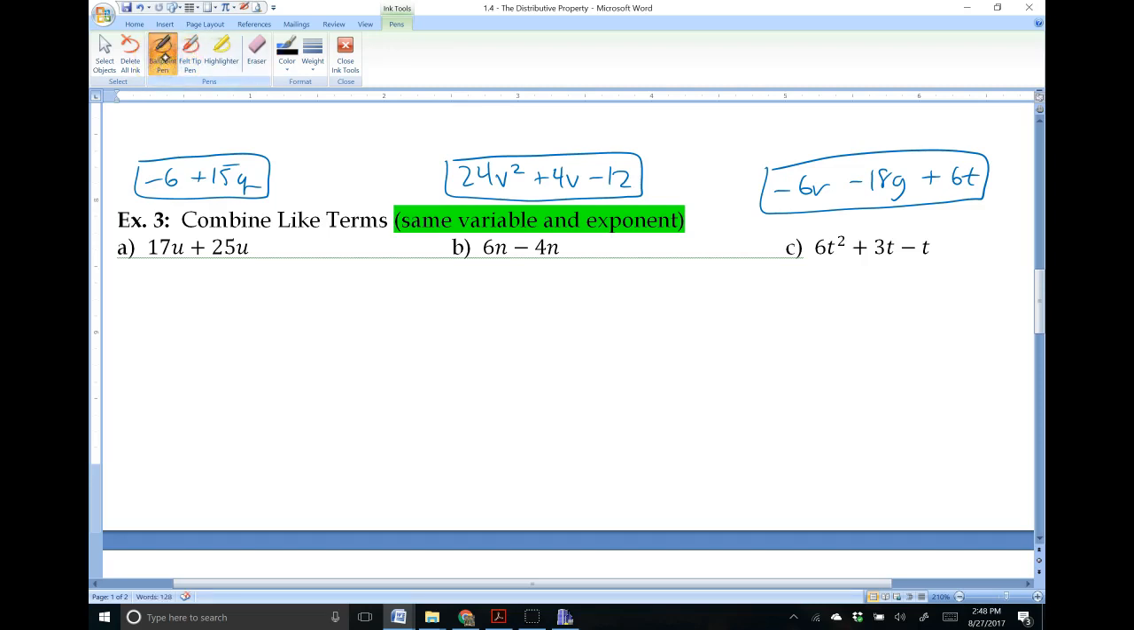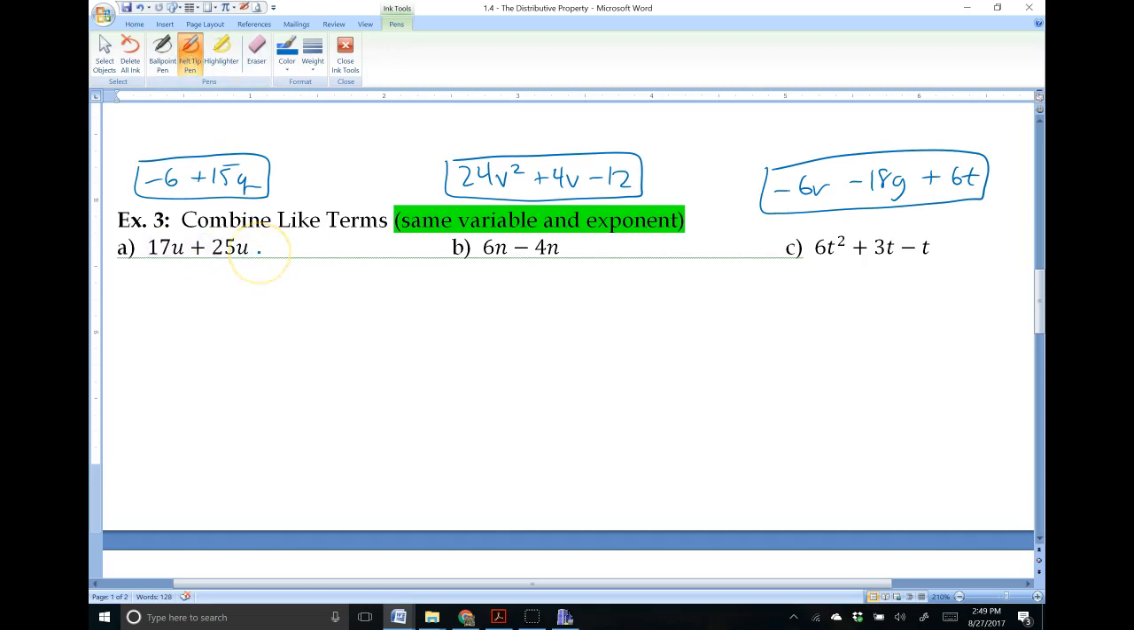You don't have to write this part, but for example, if I have an A plus another A, right? Say apple plus apple, it's 2 apples. But if I have an A squared plus another A, you actually can't add this up, okay? The answer would just be A squared plus A, right? So they have to have the same variable and same exponent in order to be combined.